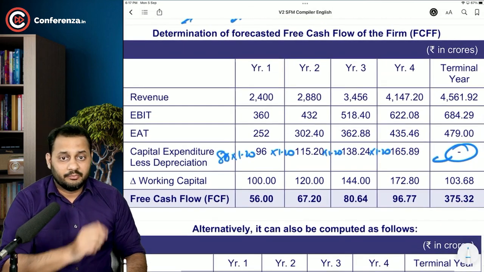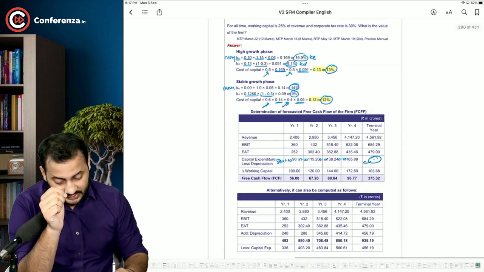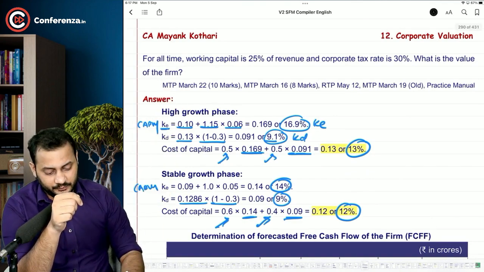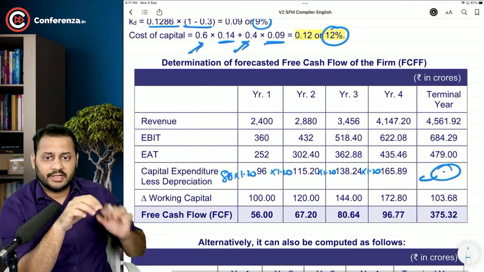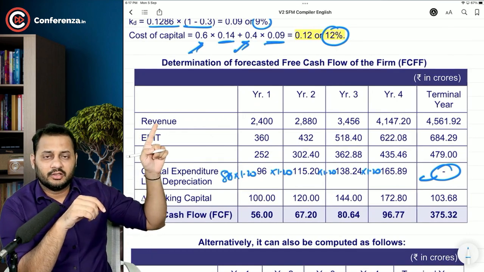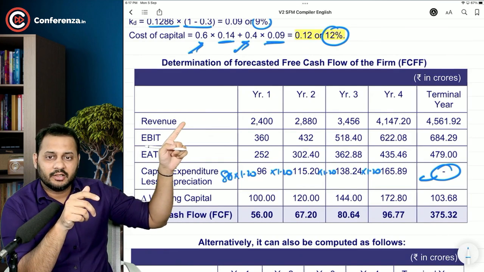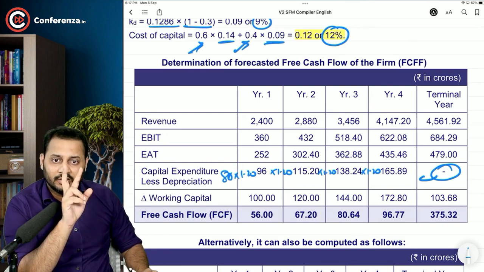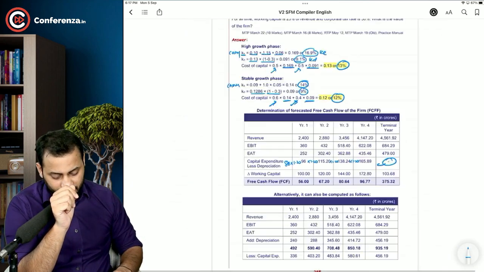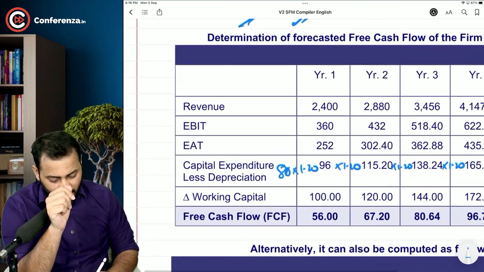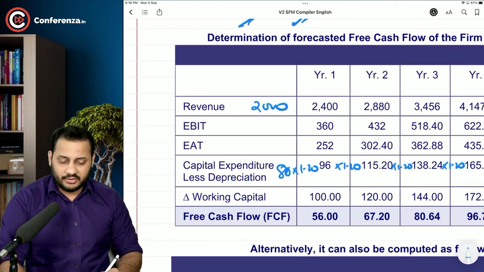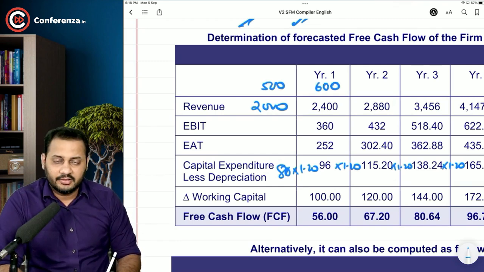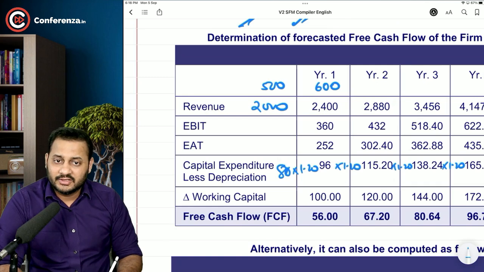Now working capital is an important factor. You can see there is something related to working capital. For all the time, the working capital is 25% of the revenue. So what are you going to do? Just write down a column of working capital, and you can, if you want to understand that, calculate the 25% of the revenue, and then what you have to do is take the difference. Take the difference of the two figures. I will just show you. So the revenue was 2000 at time 0. What is the 25% of it? It's 500. 25% of 2400 is 600. So the working capital at 0 and the 1 year end is 500 and 600.